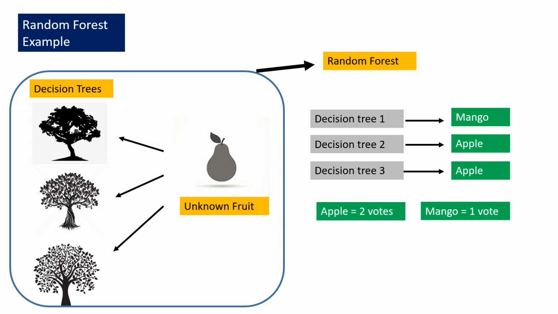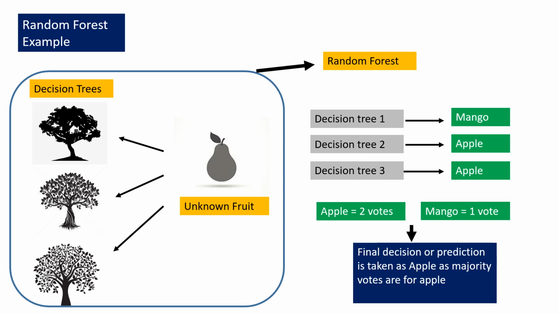So, now Apple has one vote, Apple has two votes, Mango has one vote. So Apple won the majority voting, right? So the final prediction would be that the picture is of an Apple. This is based on majority voting of decision trees, and in this way, a random forest predicts the unknown input.